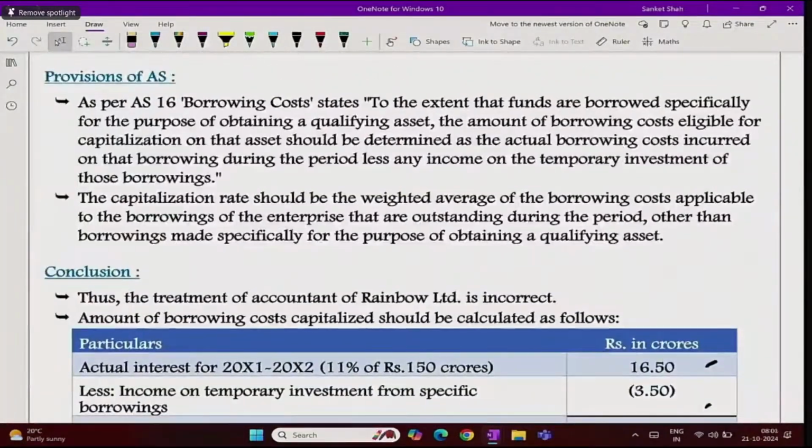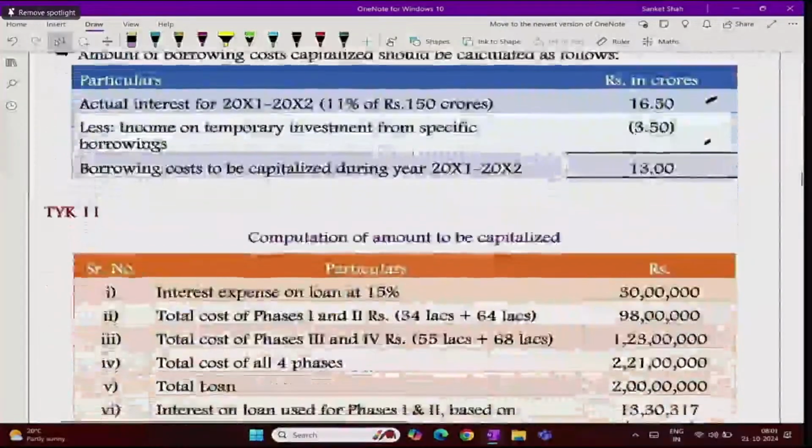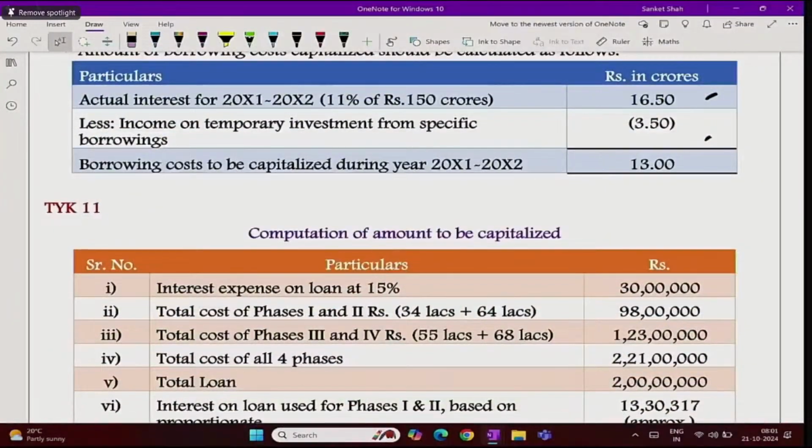Conclusion. Thus, the treatment of the accountant of Rainbow Limited is incorrect. Amount of borrowing cost capitalized should be calculated as follows. Actual interest 16.5 crores less income on temporary investment from specific borrowings 3.5 crores. Borrowing cost to be capitalized during the year: 13 crores.